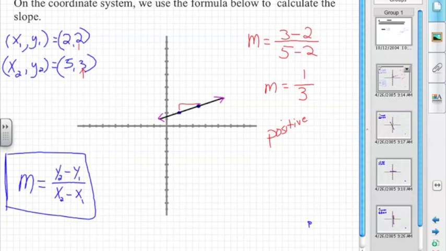If you remember percent increase and percent decrease, the percent increase, as you went from the first number to the second number, you went up to the second number. That was a positive increase. So this is similar to that. Because it goes from left to right, it goes in a positive direction.